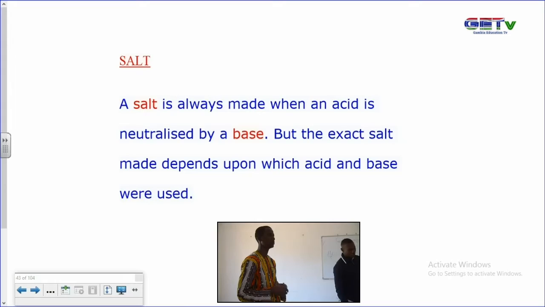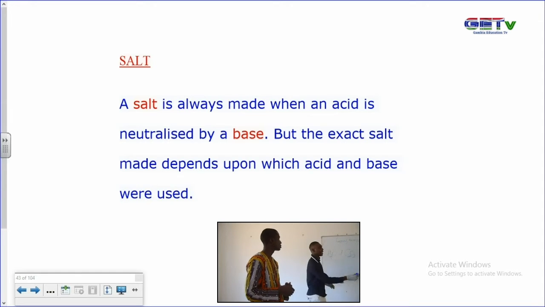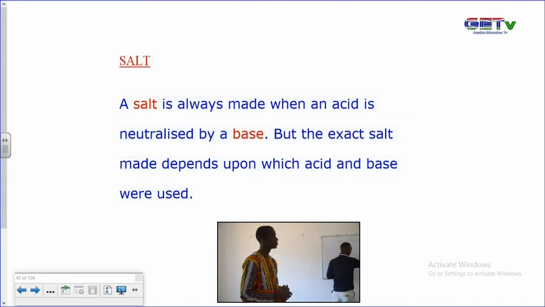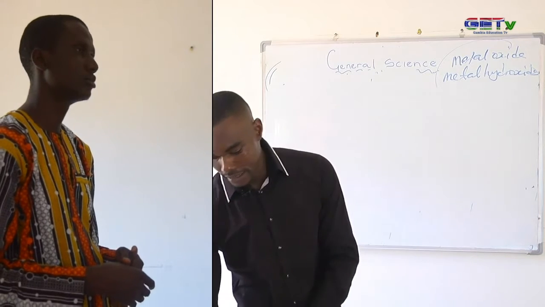Our next topic now is going to be salts. So as I just told you, this topic is a very wide topic. This is why it has taken us all this long before we could reach here. But almost we are coming to the tail end now because we have reached the salts now. And that's the last part of the topic.